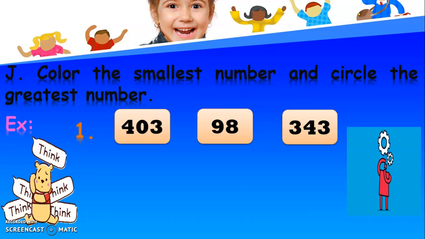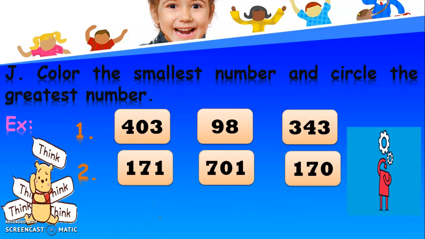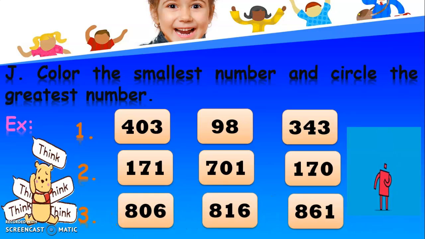So for number 1, we have 403, 98, and 343. Remember, you have to do 2 things. First, find the smallest number and color it, and then find the greatest number and circle it. And then you can go to number 2 and also answer number 3. If you are now ready, we can see the correct answers.